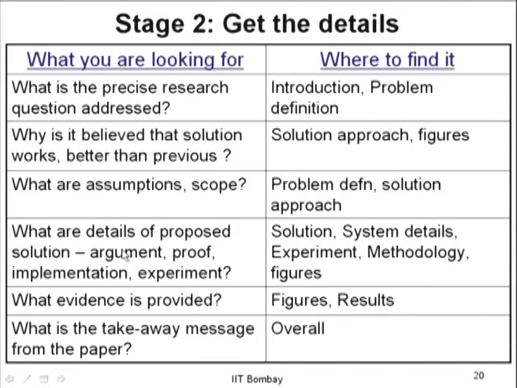Then comes the details of the actual solution, and as I mentioned earlier, this is in the form of an argument or a proof or an implementation or an experiment, depending on the type of paper that you're reading. What type of evidence is provided? We've gone through it a little bit, but now you have to look at the figures in much greater detail. You have to critically evaluate the results and so on. For example, what you need to look at in the figures is the following. I'm looking at this part.